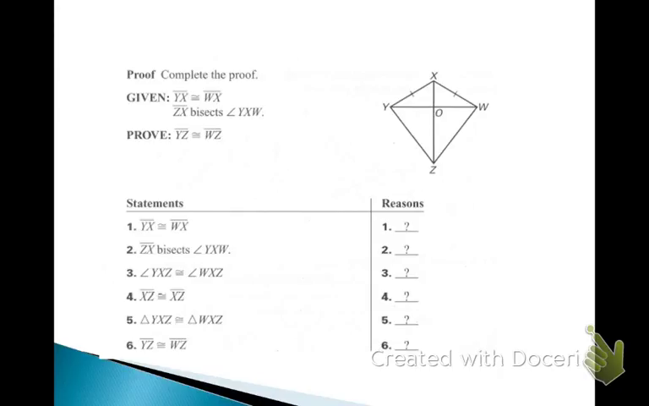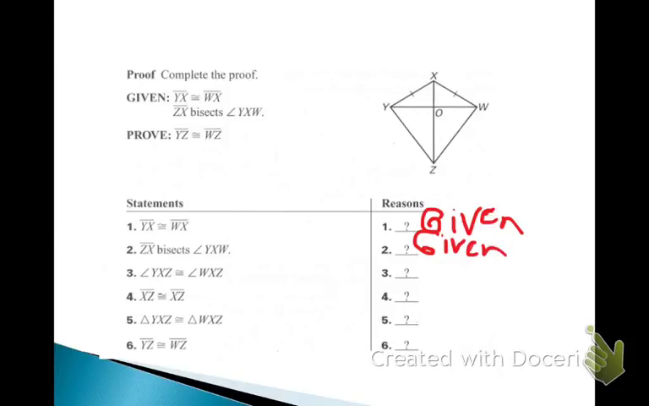YX is congruent to WX in that drawing. How do we know that? It's given, right. That's given. ZX bisects angle YXW. How would I know that? It's given.